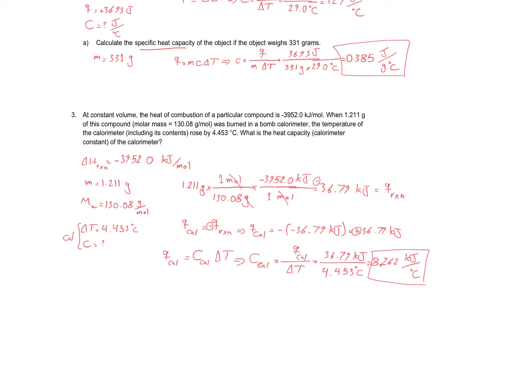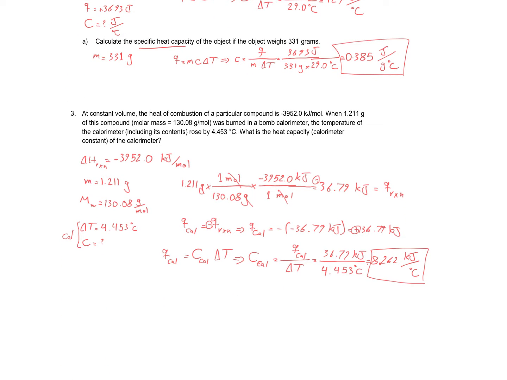Okay, the third question. At constant volume, the heat of combustion of a particular compound is negative 3952.0 kilojoule per mole. So that's a heat of combustion and it's per mole. When we say per mole, it's delta H of the reaction. So I write it down on the left as delta H of the reaction. Then when 1.211 gram of this compound, so the mass is 1.211 gram, and you also have the molar mass here.